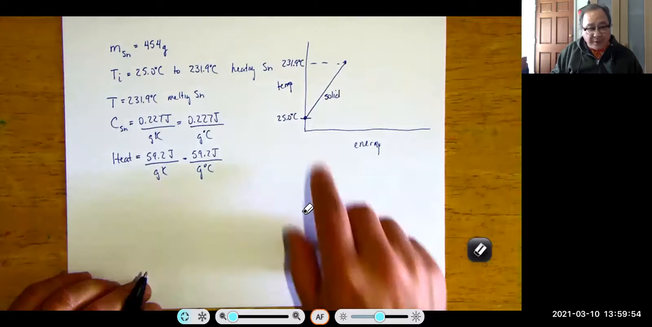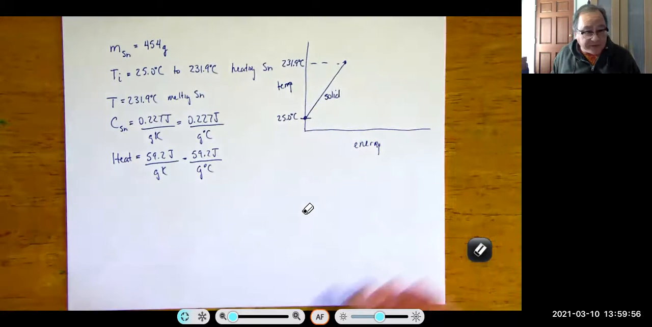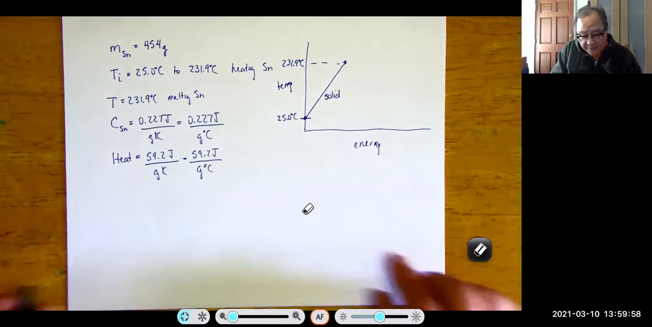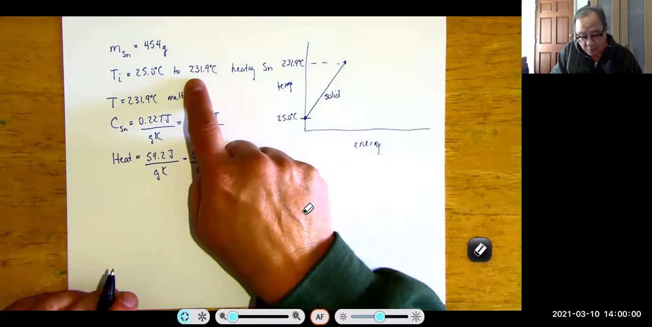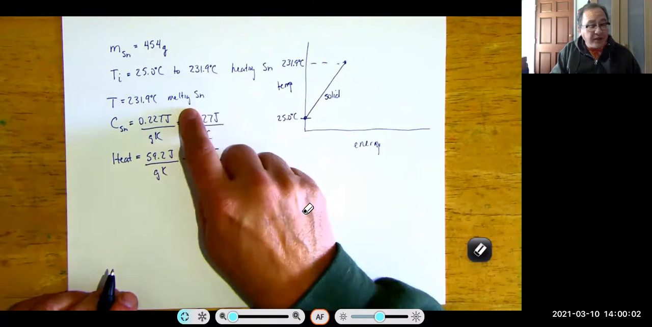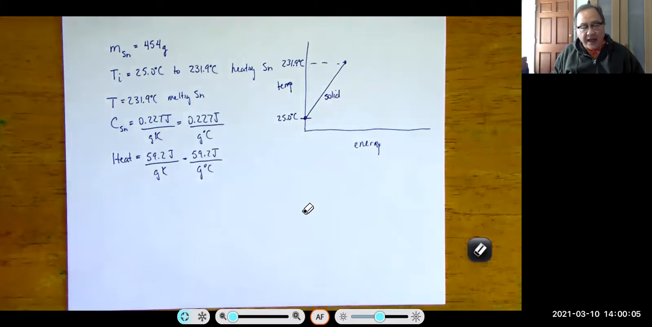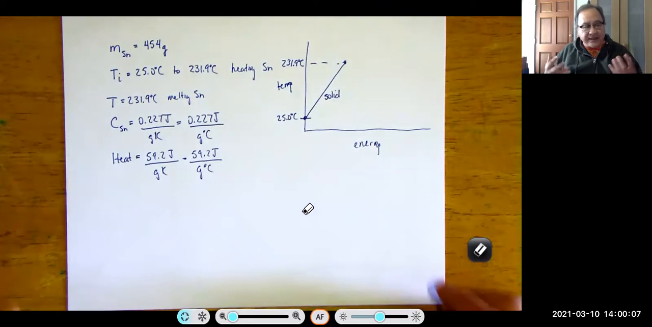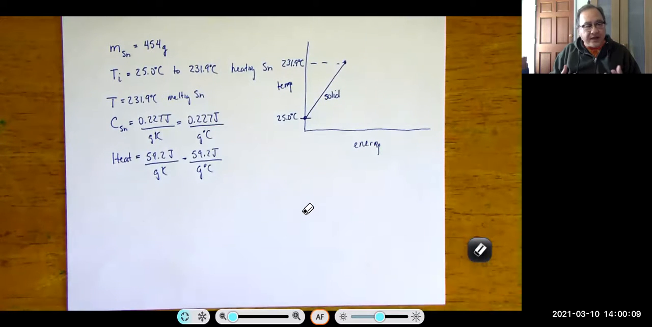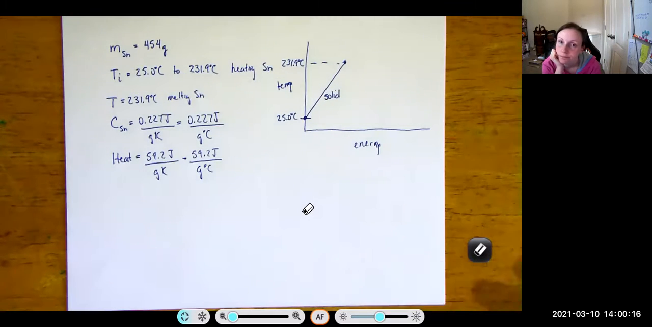So do we understand this part of the graph? It's just showing the temperature change of the tin. What happens when it gets to 231.9 degrees Celsius? It melts. When it's melting, you will have solid tin and liquid tin together. And since they're together, what do you know about their temperatures? They're the same.